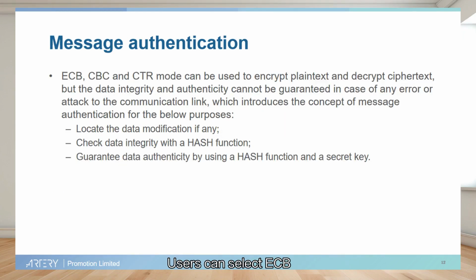Users can select ECB, CBC, or CTR mode for encryption and decryption. To guarantee data integrity and authenticity in case of any error or attack to the communication link, message authentication is necessary. The purposes of message authentication are: locate the data modification if any, check data integrity with a hash function, and guarantee data authenticity by using a hash function and a secret key.